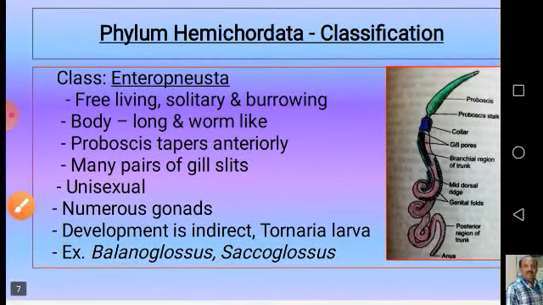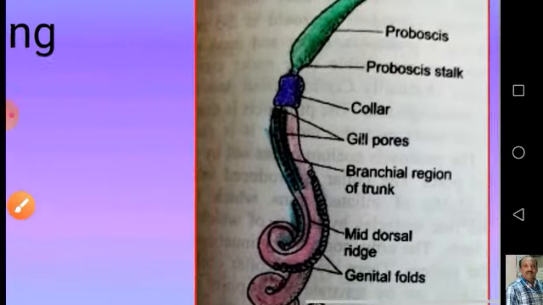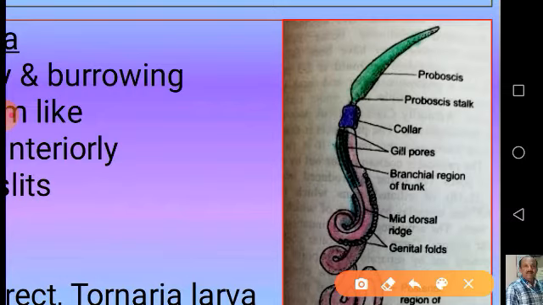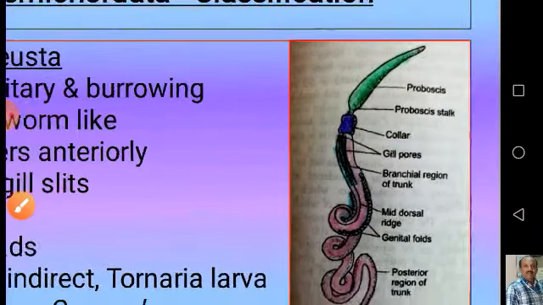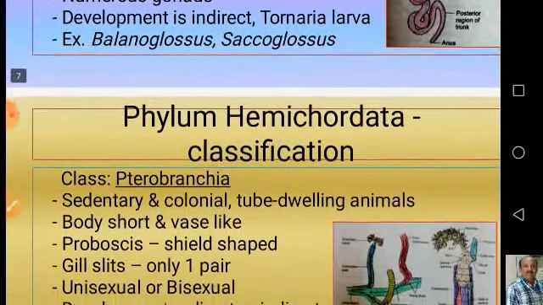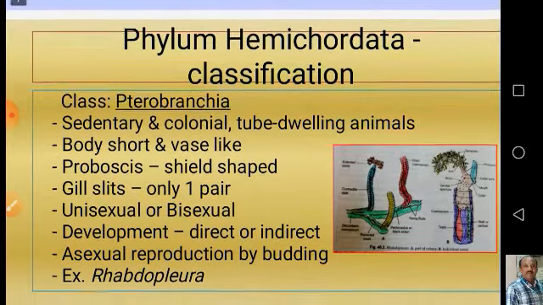Now you can see the figure of Saccoglossus here. It is almost similar to Balanoglossus with slight variations. Even in Balanoglossus the same structure can be seen, that is, the body is divided into proboscis, collar and trunk. Here also proboscis, collar, and the remaining portion is the trunk. So almost similarity can be seen in Balanoglossus and Saccoglossus. Both are included under the first class, Enteropneusta.